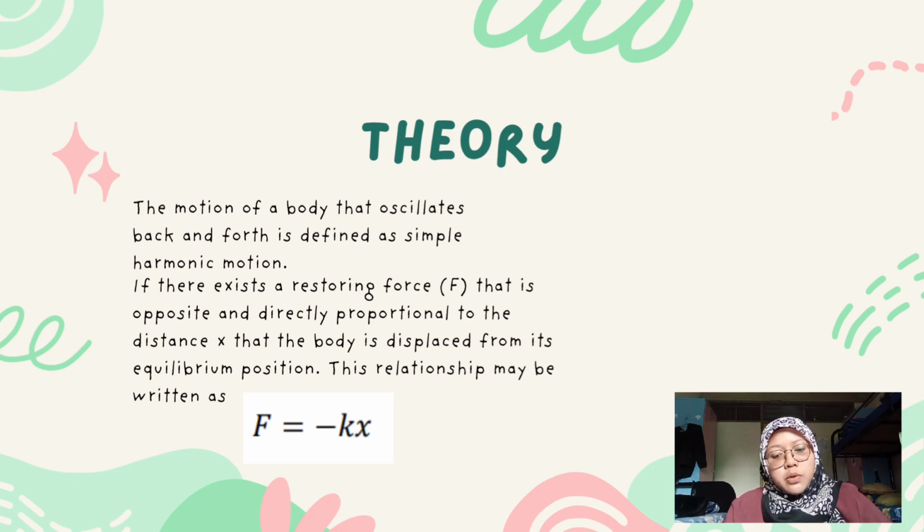For the theory, the motion of a body that oscillates back and forth is defined as simple harmonic motion if there exists a restoring force that is opposite and directly proportional to the distance x that the body is displaced from the equilibrium position. This relationship between the restoring force and displacement x may be written as F equals negative kx.